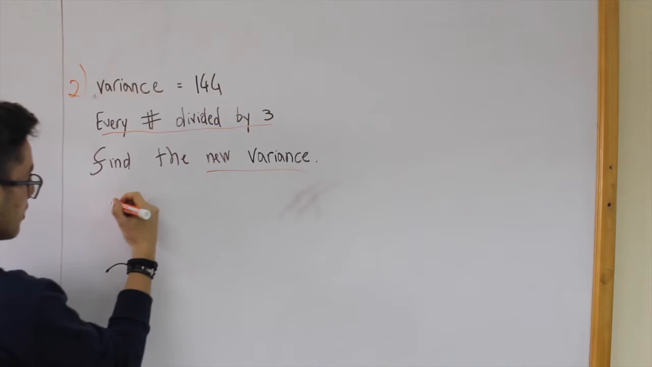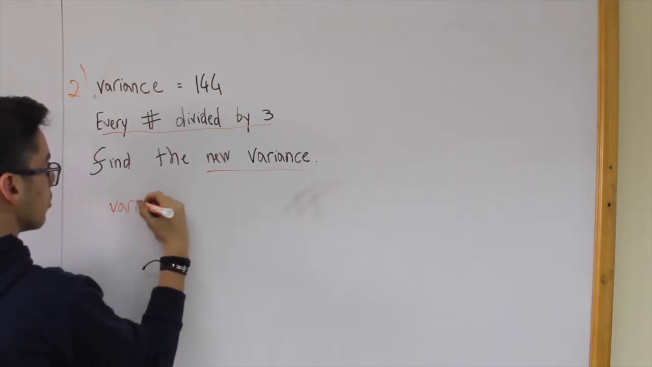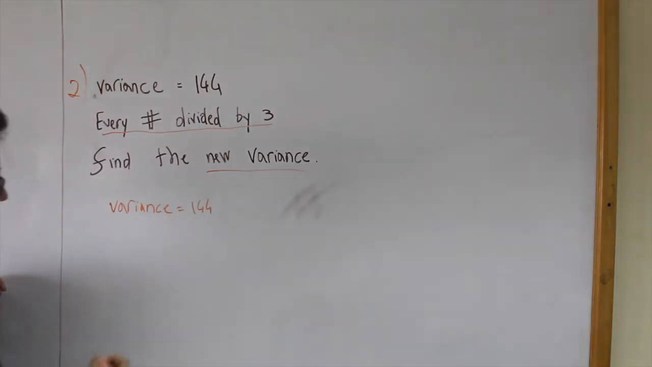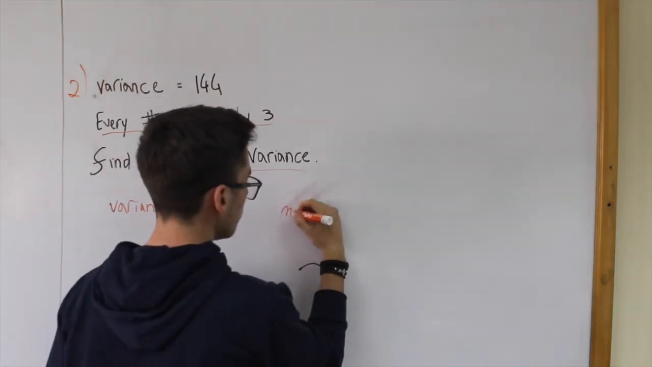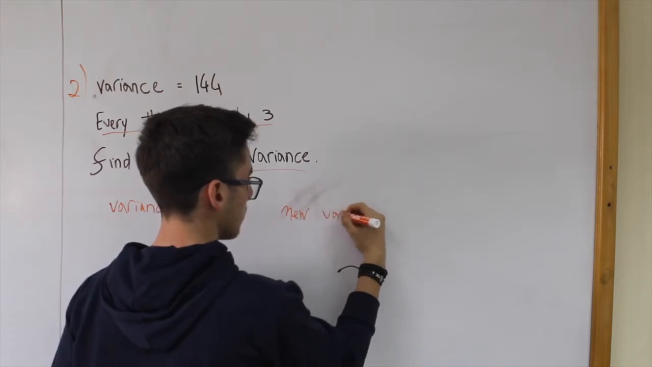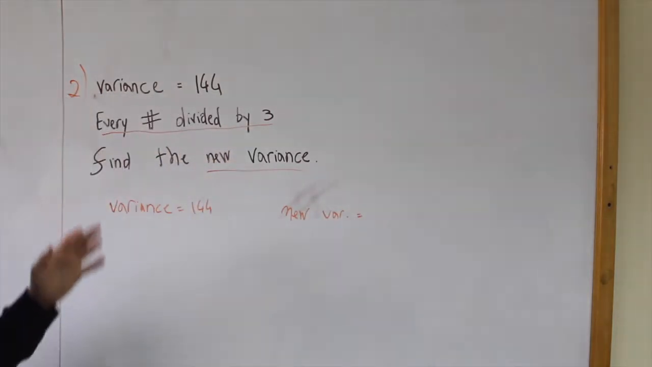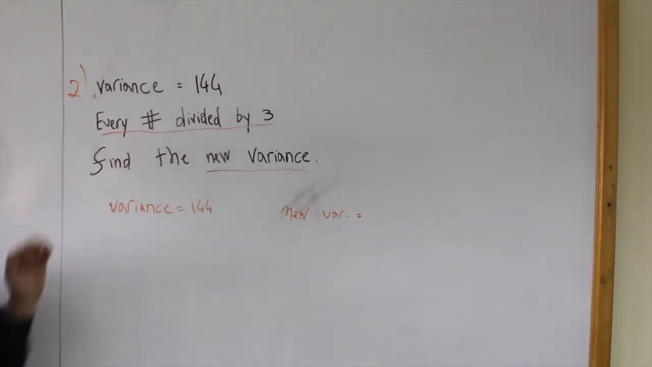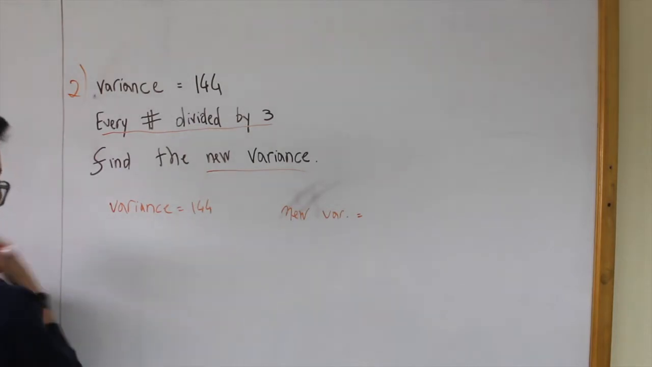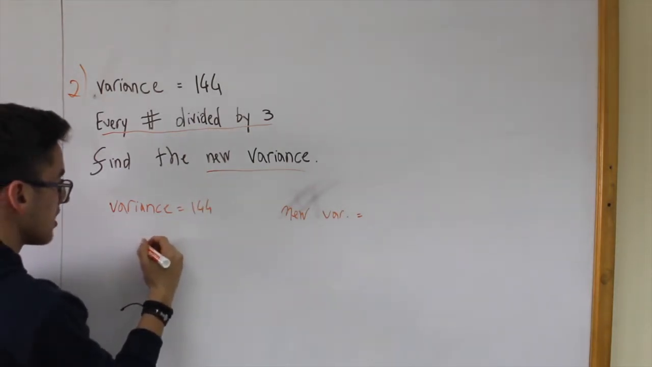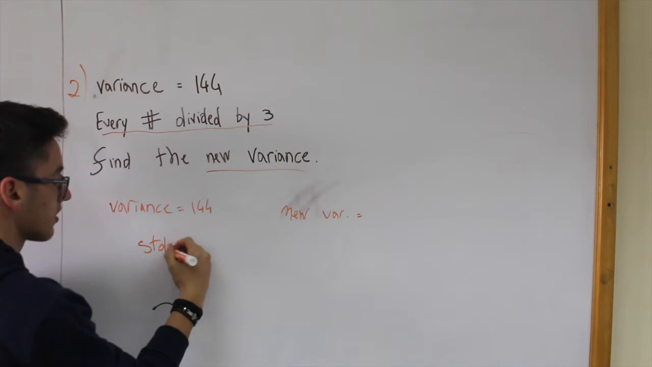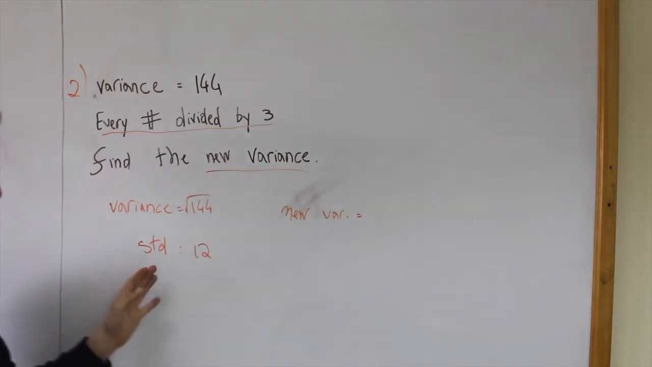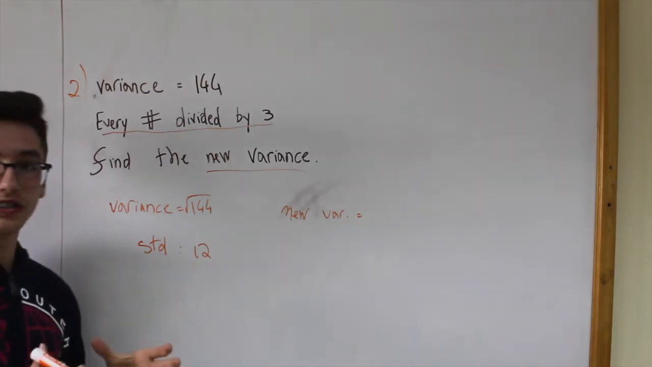So if they give you that the variance is 144, and then they ask you to find the variance of the new data set, so the new variance. Basically, from there, what you have to do is find the standard deviation of this. As you may recall from the first question, to find the standard deviation, you just need to square root this. So if you square root this, you get a standard deviation of 12. So 12 would be the standard deviation of the original data set.